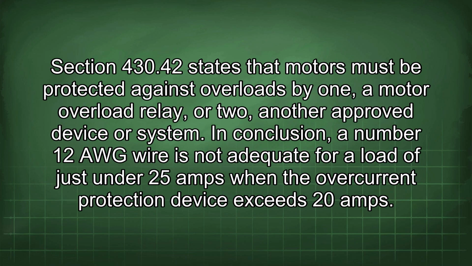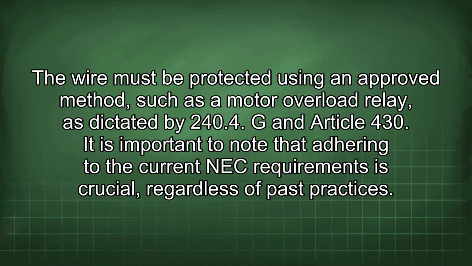Section 430.42 states that motors must be protected against overloads by 1. A motor overload relay, or 2. Another approved device or system. In conclusion, a number 12 AWG wire is not adequate for a load of just under 25 amps when the overcurrent protection device exceeds 20 amps. The wire must be protected using an approved method, such as a motor overload relay as dictated by 240.4(G) in Article 430.